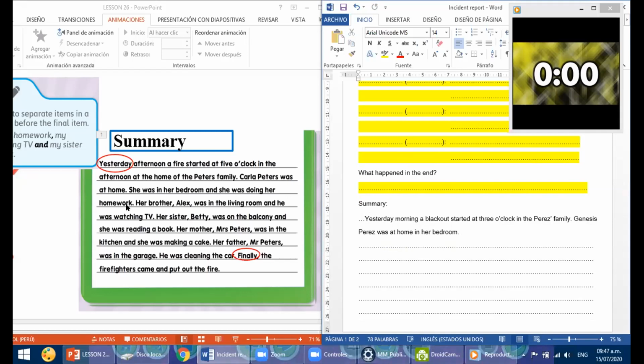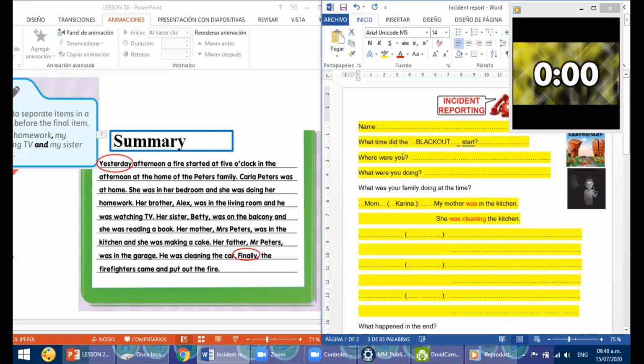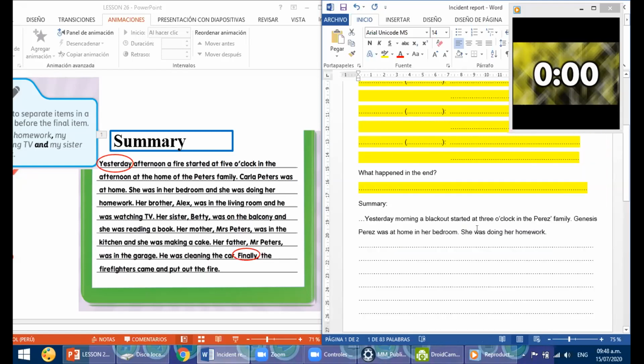Mention what were you doing? Okay. She was the same. Genesis was doing her homework. Okay, she was doing her homework. But this idea is the same like this. Where were you? It's the same. I was playing soccer. The same. He was playing soccer.